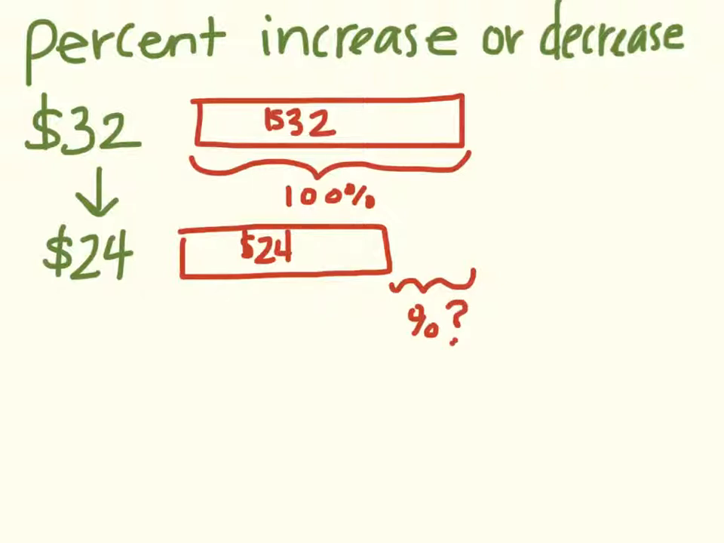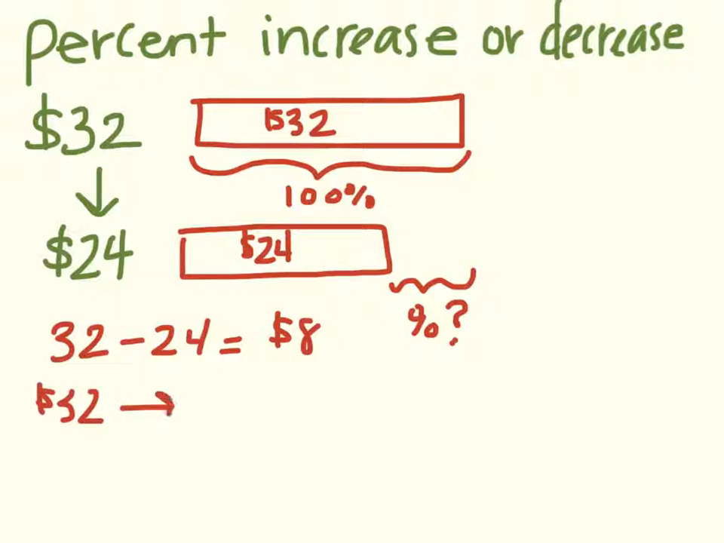So we'll begin by finding the discount. $32 minus $24 equals $8. So we took $8 off the price. If $32 represents 100%, then $1 is represented by 100% over 32.